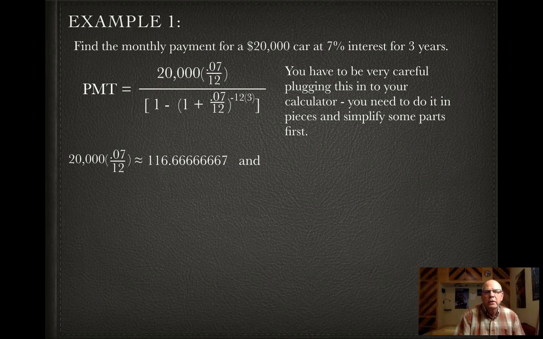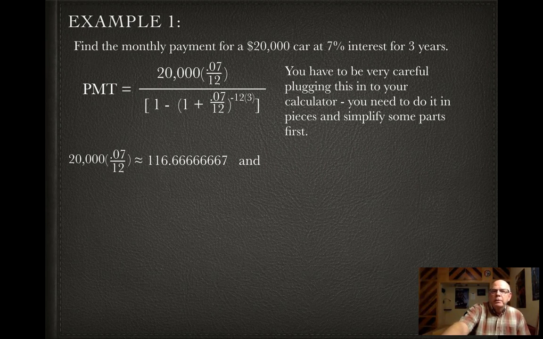If we multiply 20,000 times 0.07 divided by 12 on your calculator, and then hit equals, it should come out to 116 2/3. As we talked about with repeating decimals, 2/3 ends up being 0.66666666 forever, but because your calculator sees the next 6, it rounds it up to 7 on your display. So 20,000 times 0.07 divided by 12 is 116.666. Okay? Now let's start looking at the denominator.